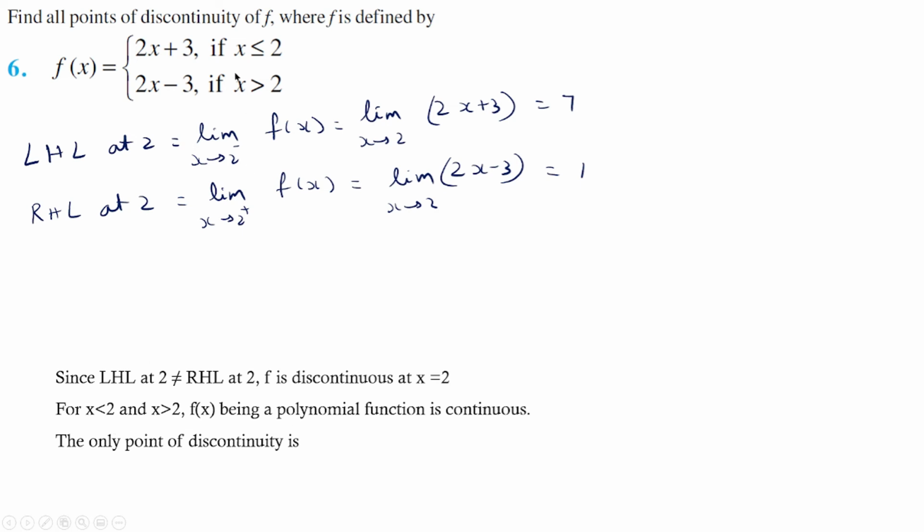And if we take x less than 2, we have 2x plus 3. It is a polynomial function which is continuous. And for x greater than 2, we have 2x minus 3. It is a polynomial function which is again continuous. So the only point of discontinuity is x equal to 2.